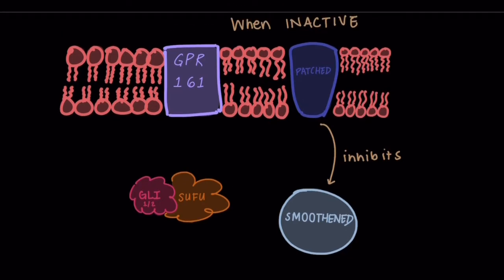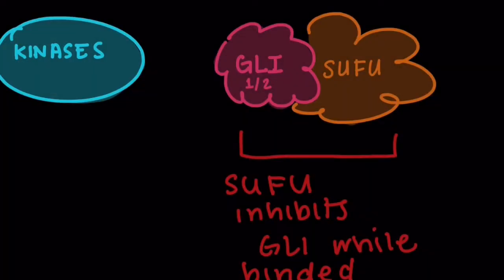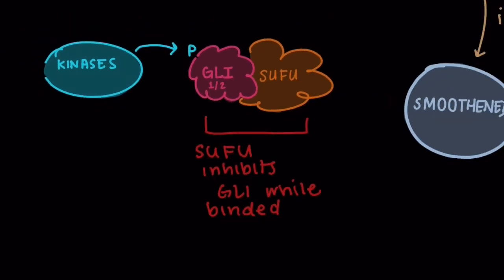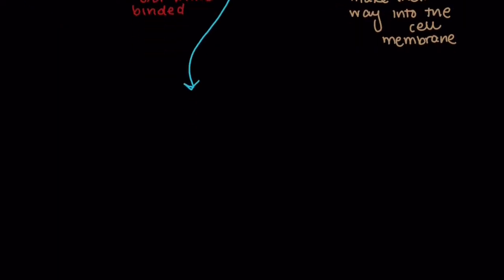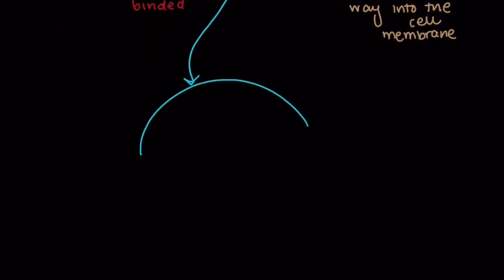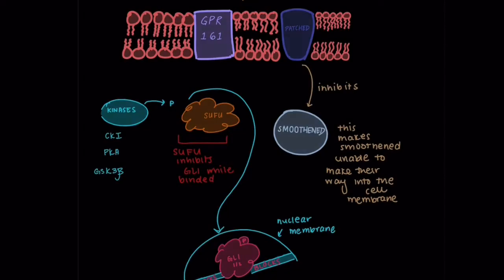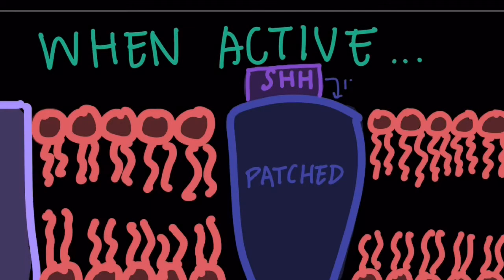So when GLI proteins get phosphorylated by kinases and the other proteins listed, it then becomes GLI2/3R. This GLI2/3R makes its way into the nucleus, and then they can inhibit hedgehog target genes that allow for transcription to occur. When Sonic Hedgehog is present, it is considered active.